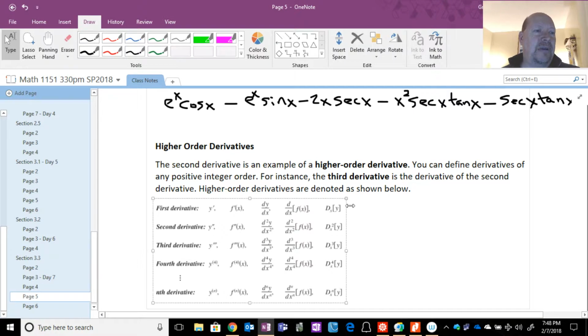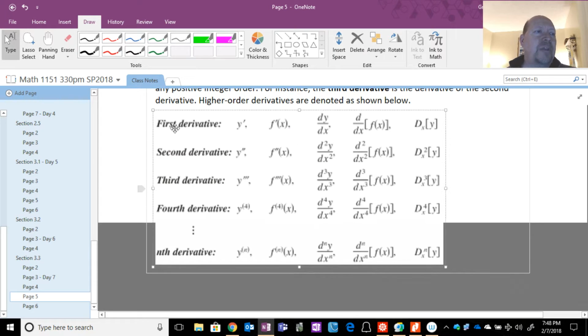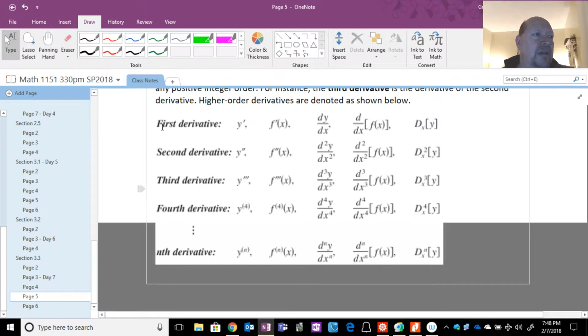I'm going to expand this a little bit so you can see it better, and then I'll shrink it back down. So we've got something here. It says the first derivative, which is all the types of derivative we've been doing. The different notations: the prime notation would be y prime, f prime of x, and then of course the Leibniz notation dy dx, d dx of f of x, and then there's this other notation which I haven't seen that much, but this capital D with a subscript x of y.